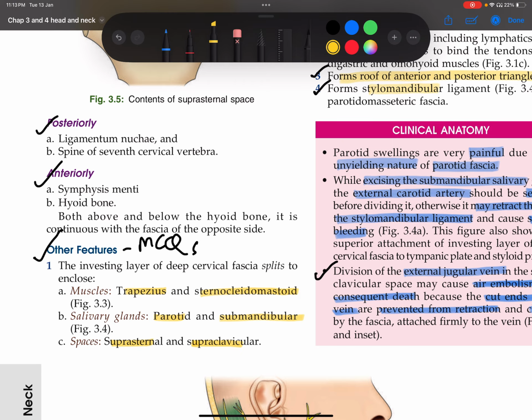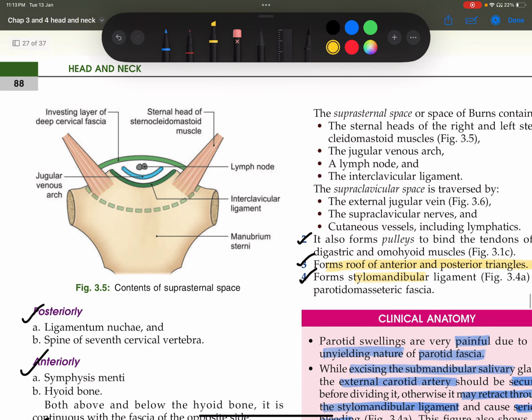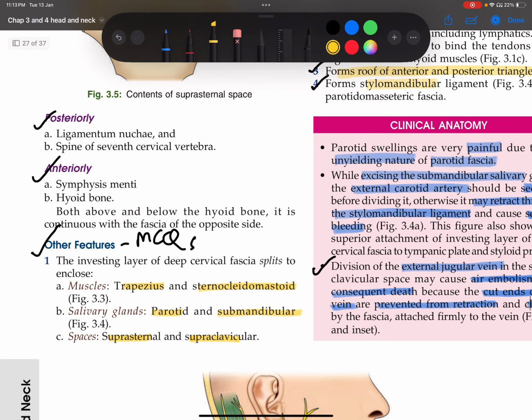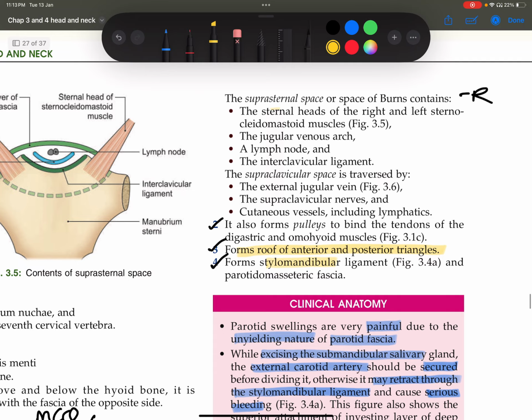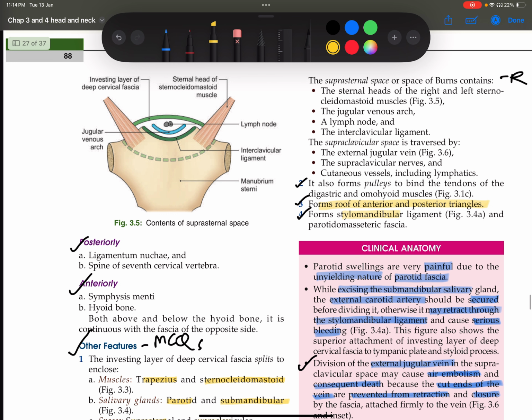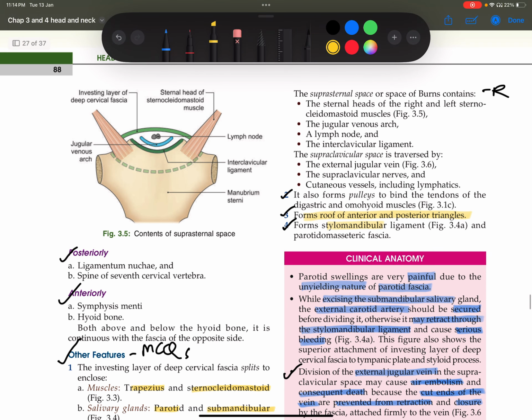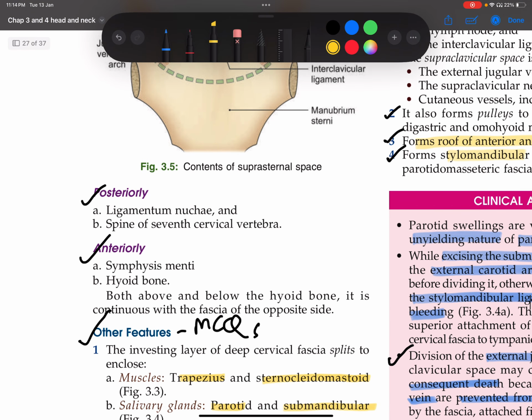It encloses the suprasternal and supraclavicular spaces. These are the contents of the suprasternal and supraclavicular spaces if you want to learn. It also forms pulleys to bind the tendons of the two muscles, digastric and omohyoid. It forms the roof of anterior and posterior triangle. So two of everything. It forms stylomandibular ligament, right? Now, posteriorly, it is bounded by the ligamentum nuchae and spine of seventh cervical vertebra. Anteriorly, symphysis menti and hyoid bone.